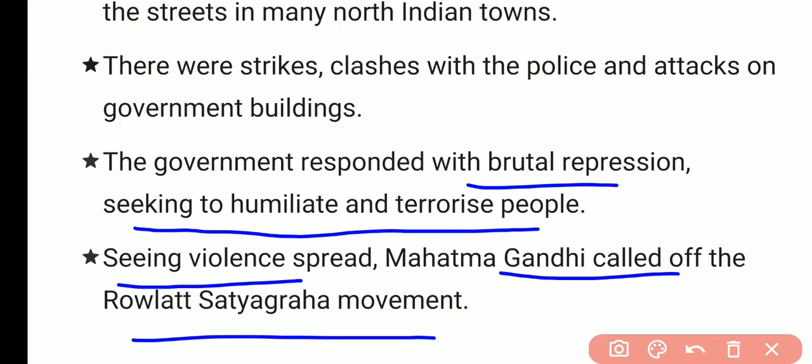In many parts of the country, those satyagrahis became violent and they attacked the British officials as well as the British buildings too. So overall, in the entire country, there was anger among the Indian people against the British government. And because the Satyagraha became violent at that time, Gandhiji called off that Rowlatt Satyagraha from the North Indian towns too.